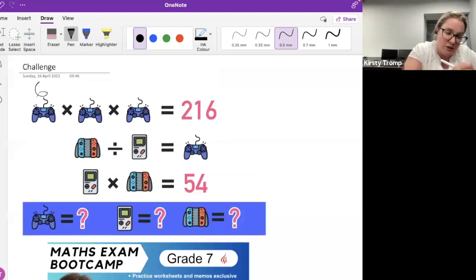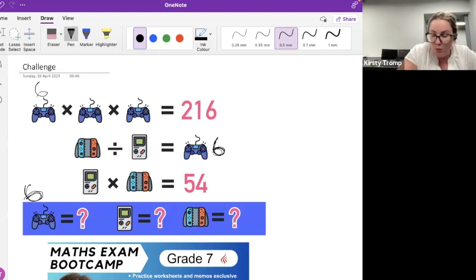All right, so what do we know about this game controller? The game controller is equal to 6. My next one, I'm saying to myself, this little weird character divided by this Game Boy is equal to 6, because we just worked out that that guy is a 6. I can't tell what those two are for the moment. At the moment, that one's a little bit tough, okay? So can I move on to the bottom one?